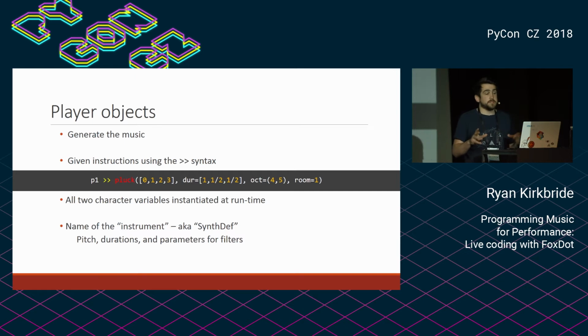And these are the objects that actually generate the music. You give them instructions, and they start to follow these instructions. So it uses the double greater than symbol syntax, which is usually for bit shift, but it's not really being used here. You give it the name of an instrument, or what we call a synth definition, and then you call that instrument and give it some instructions, and these will be sequences. The first argument will be a list of numbers for pitch, and then keyword arguments for other things like duration or filters for how the sound effects.